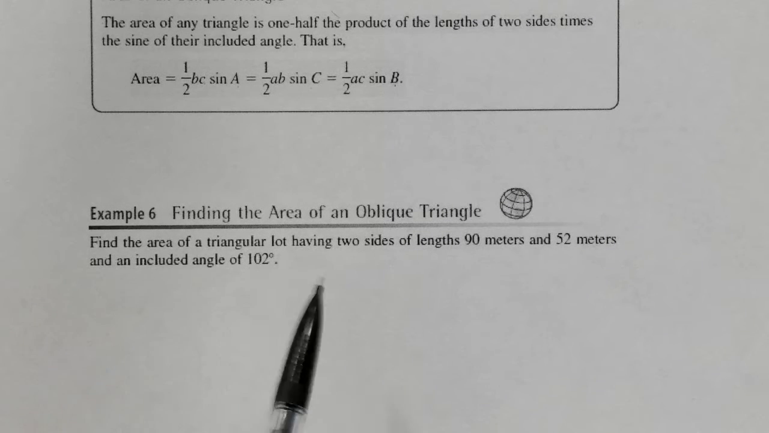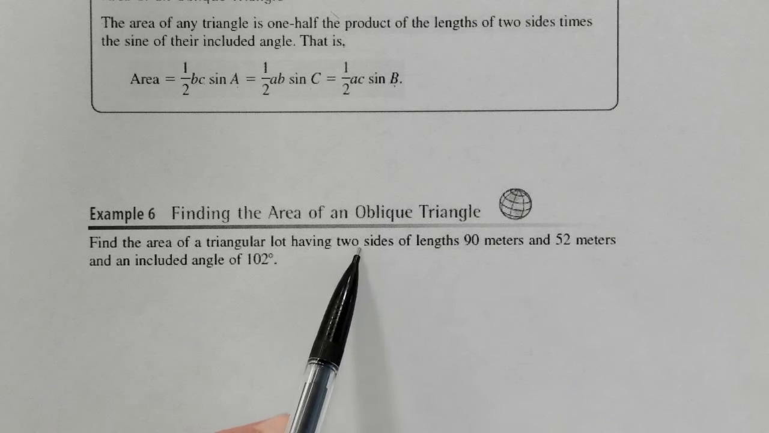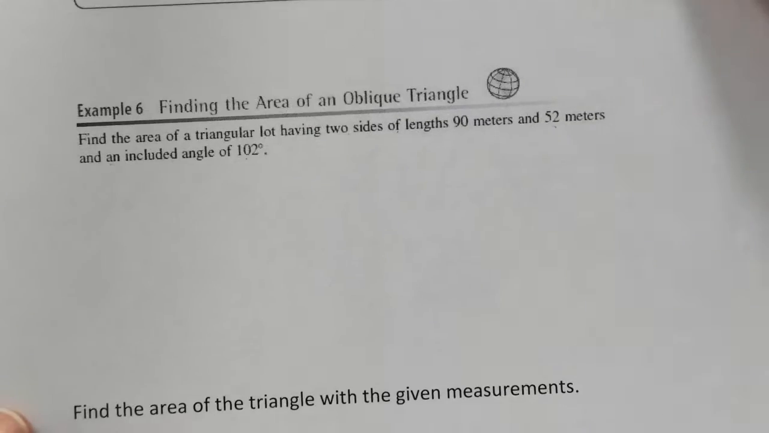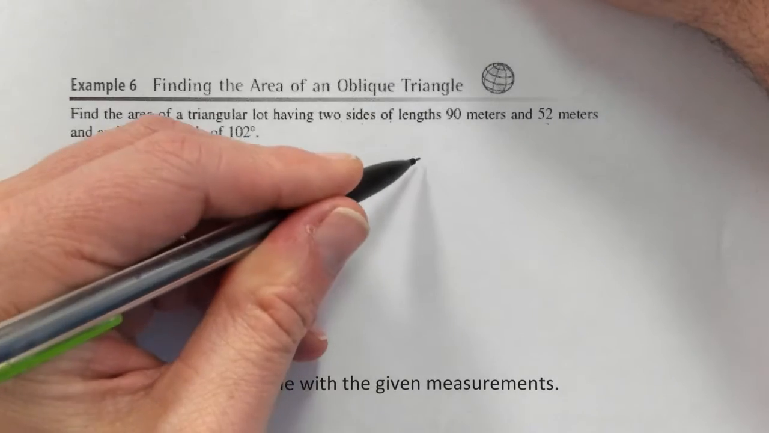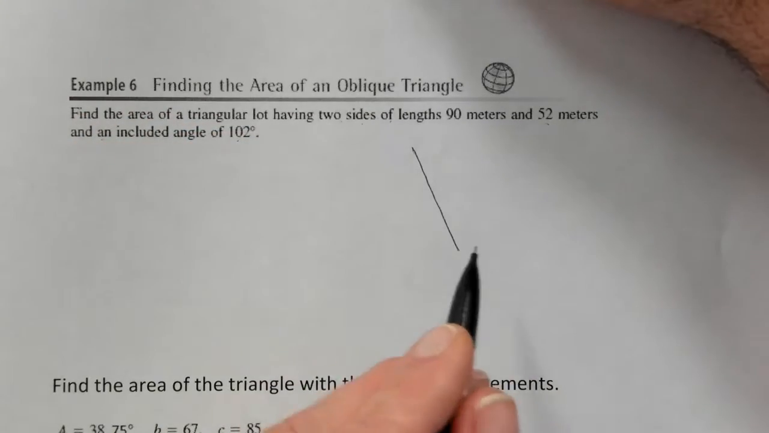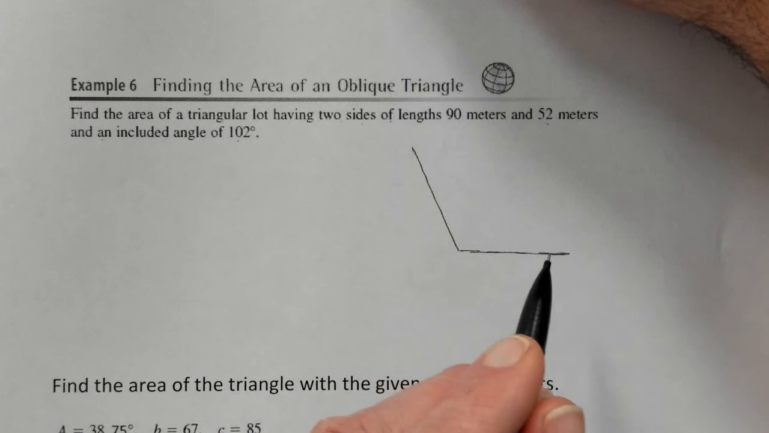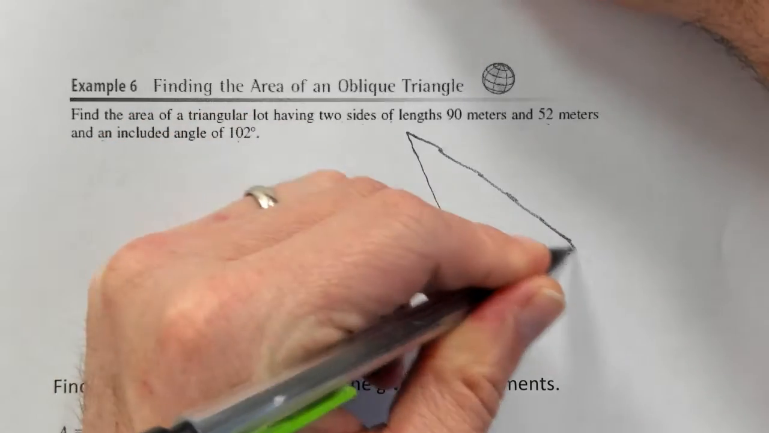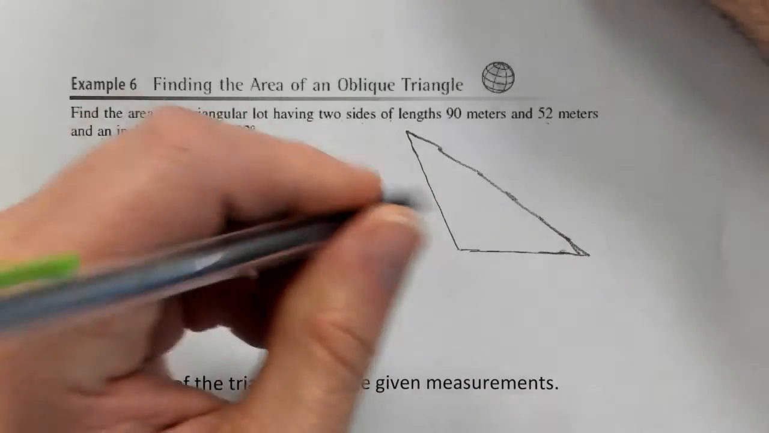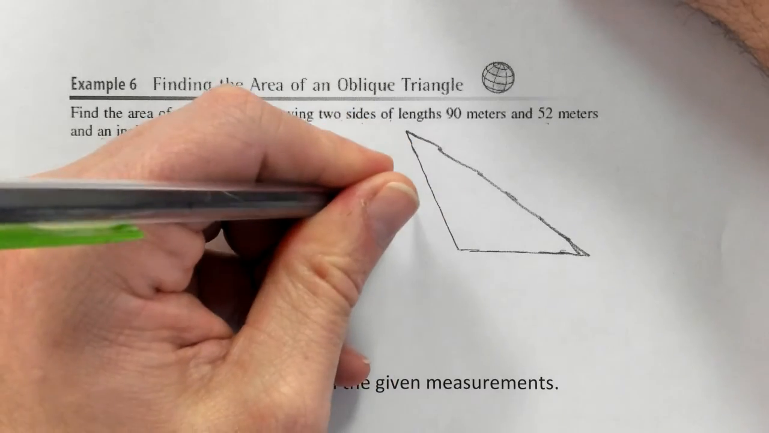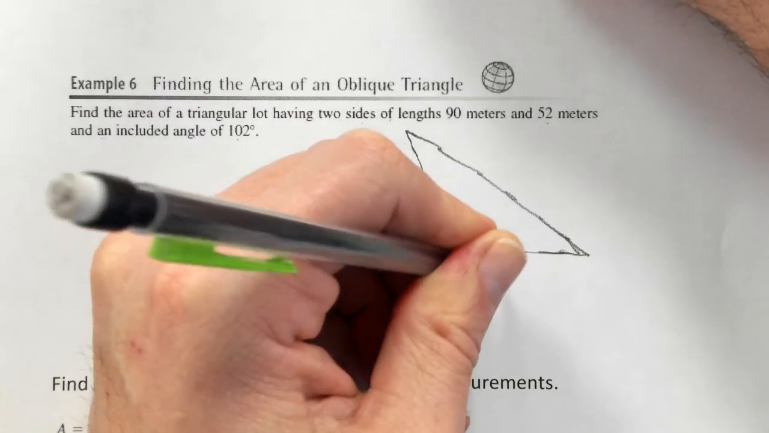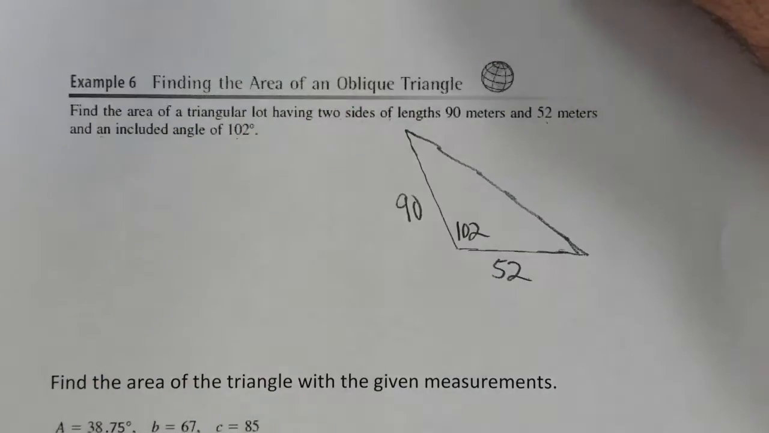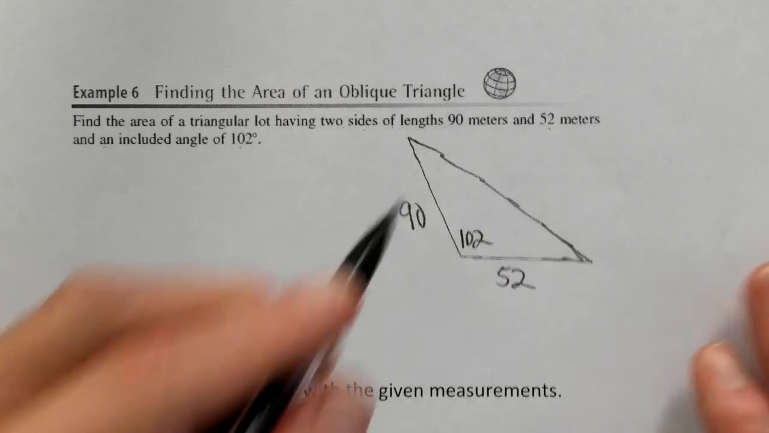Find the area of a triangular lot having two side lengths of 90 and 52 and an included angle of 102 degrees. There's no picture here, so let's draw one to give us a little perspective. Let's say this is the triangle. I've got 90 for one side, 52 for the other side, and the included angle is 102 degrees. This is the diagram that we're looking at.